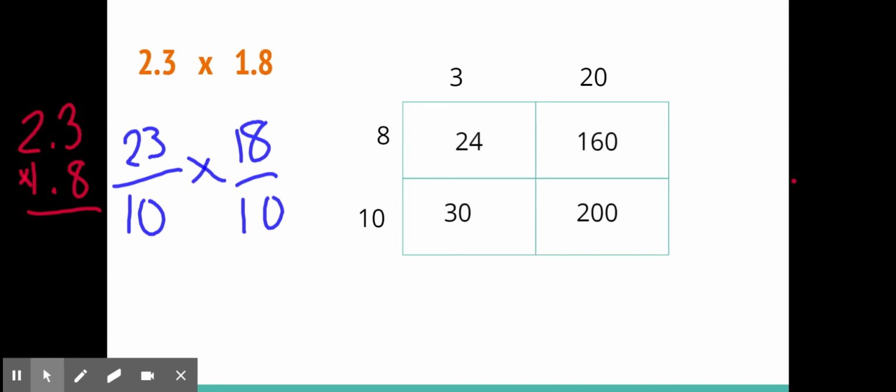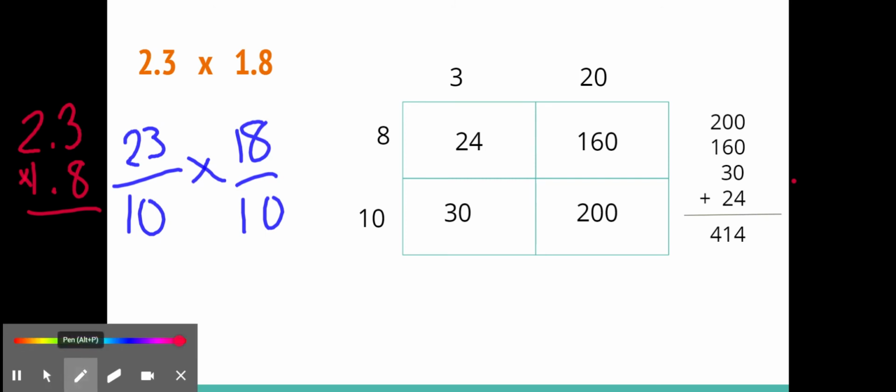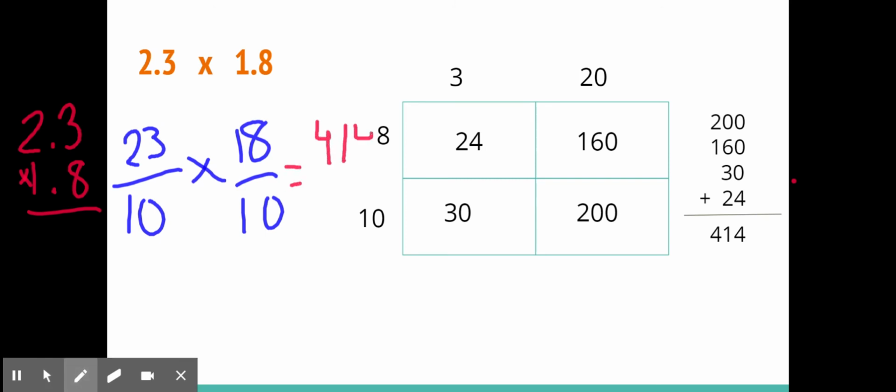Go ahead and get my partial products. Make sure that you pause here to check that you got the correct partial products and what error you may have made. Add them together, which would mean that I would get that 414 for the top. 10 times 10 is 100. So this is 414 hundredths, which I know is 4 and 14 hundredths.